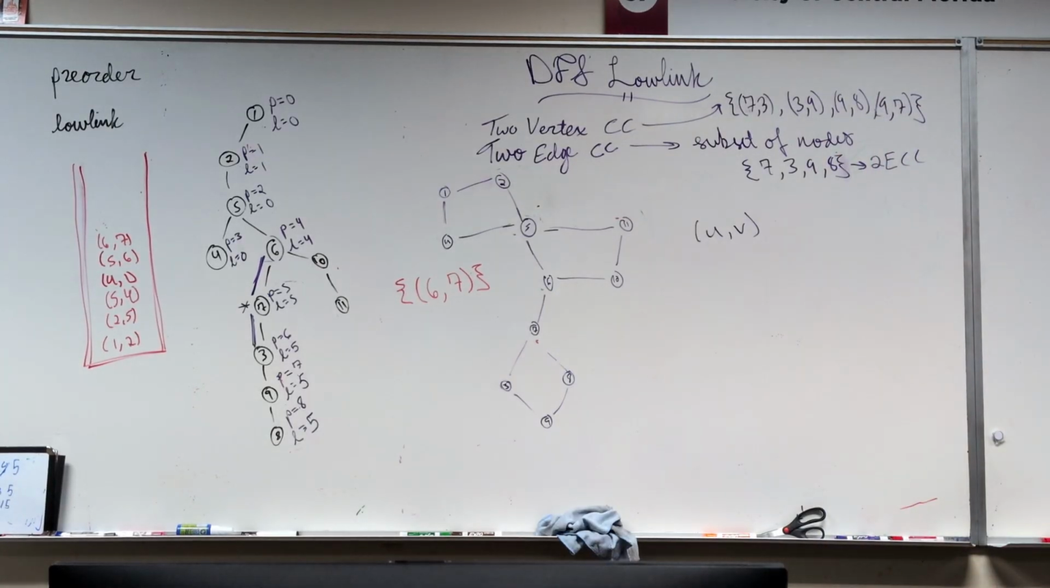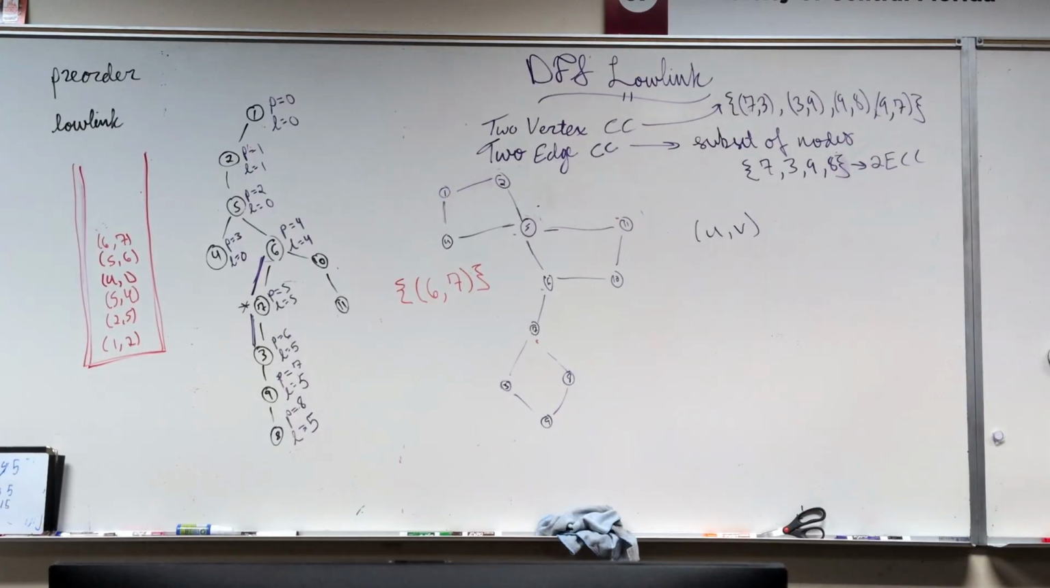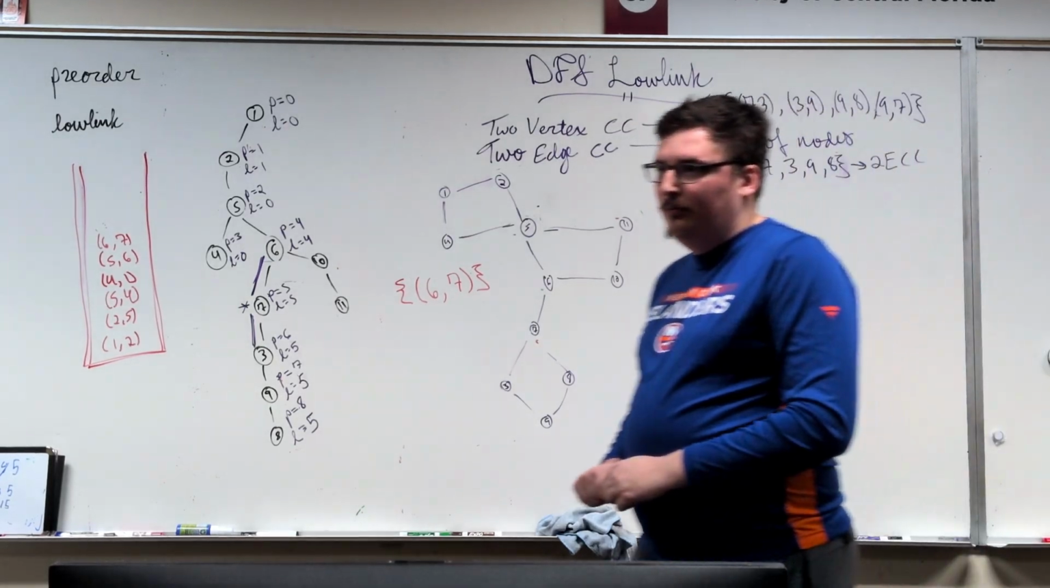So, the core idea here is a 2 vertex connecting component occurs whenever we have an edge whose second node has a low link that is greater than or equal to our preorder. Whereas with a 2 edge CC, we start a 2 edge CC when our low link is equal to our preorder. Does anyone have any questions about that?